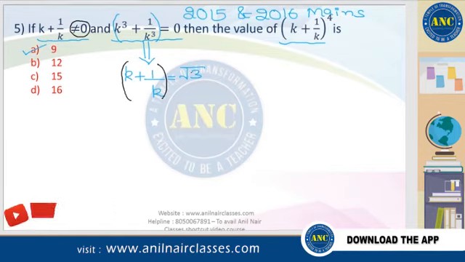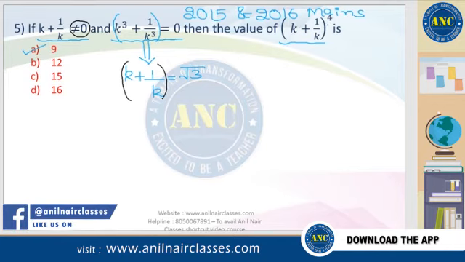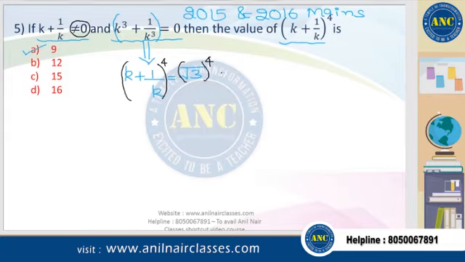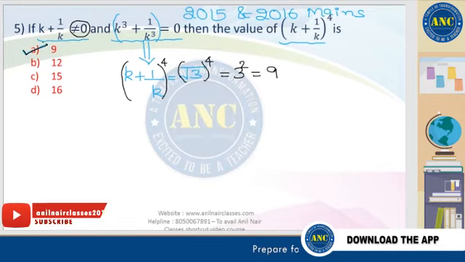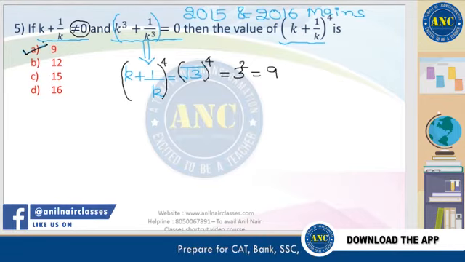Now, the question is k plus 1 by k value, we know it as √3. But they don't want k plus 1 by k. They want k plus 1 by k power 4. Raise to the power 4 on both sides. √3 power 4 is nothing but 3 power 2. It is 9. This is what I said. Within a second you can get the answer as 9. Right? This is a very simple question, sir.